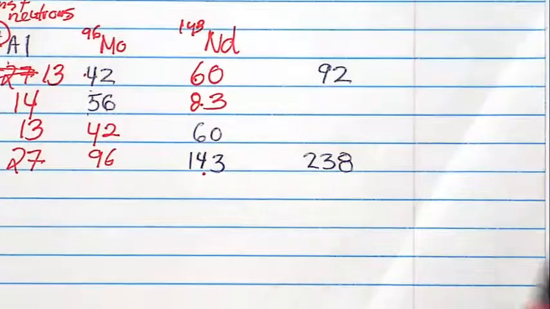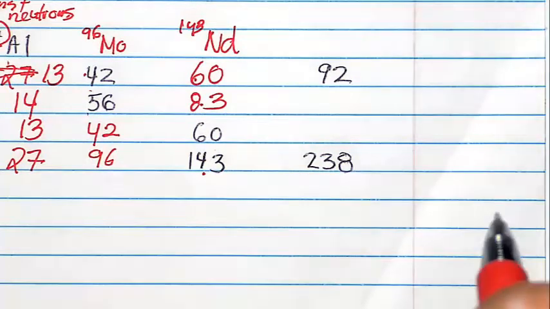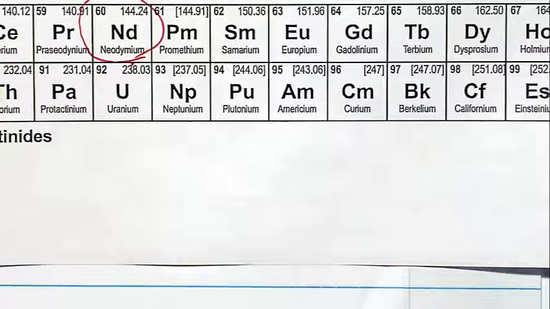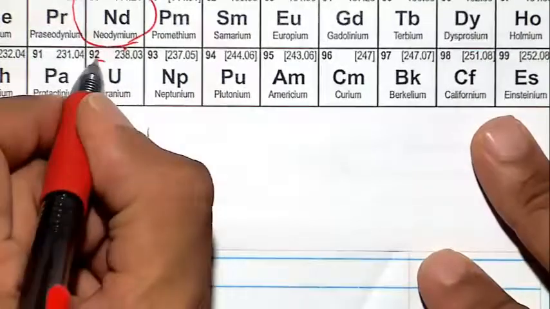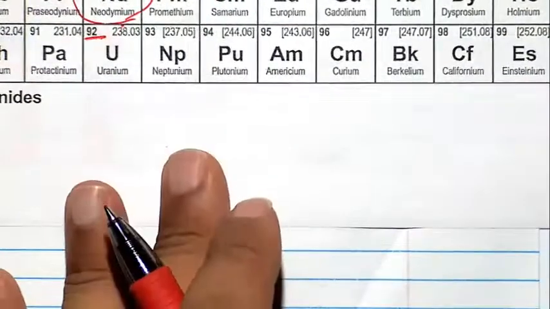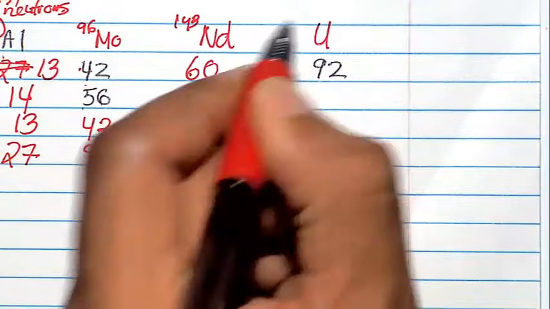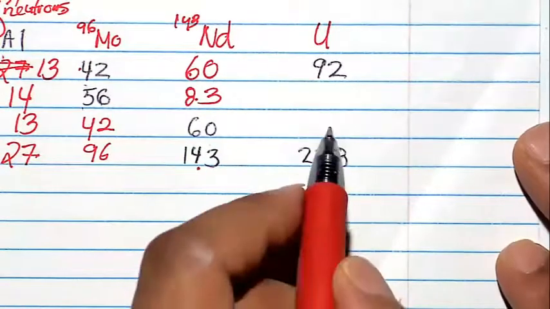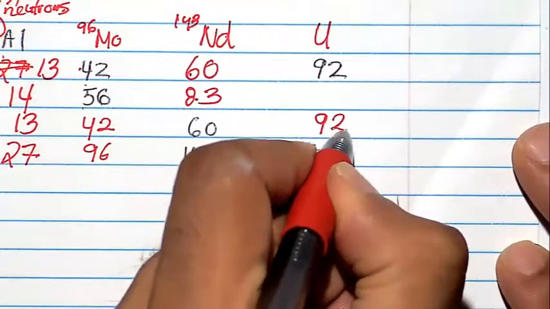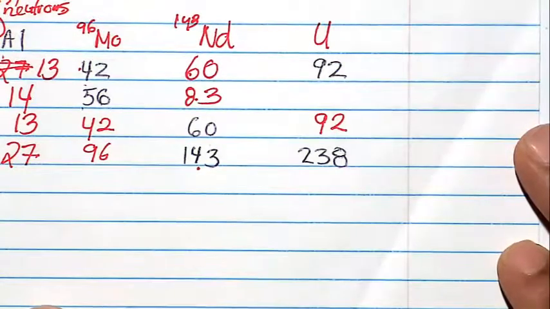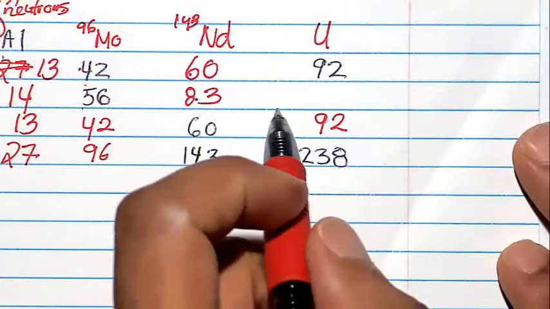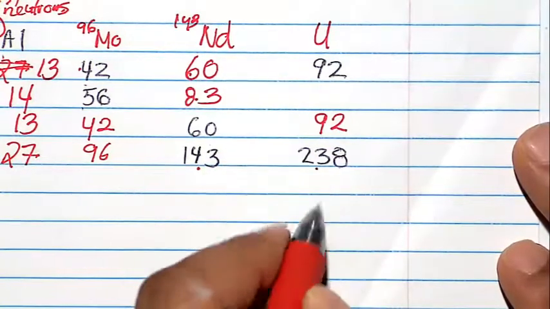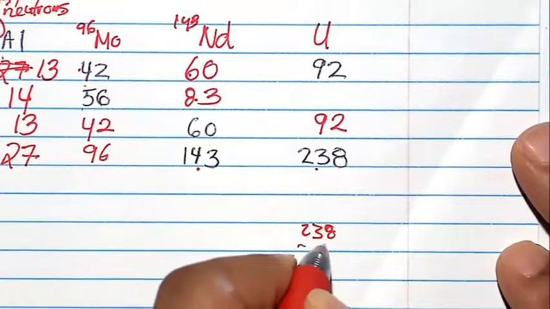And finally, number of protons is 92. The element with 92 protons is uranium. And the number of electrons, if this is neutral, is going to still be 92 if there are no charges. The number of protons is equal to the number of electrons. The number of neutrons is going to be 238 minus 92, so 146.